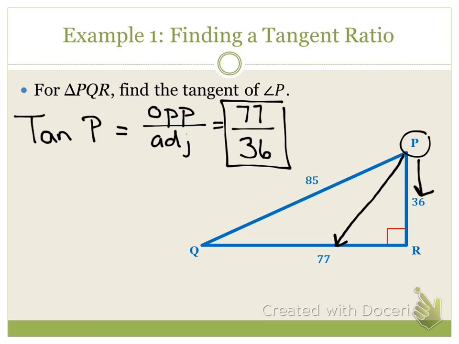And that's it. What about 85? It's either going to be opposite, adjacent, or hypotenuse. It's hypotenuse. Well, the tangent ratio doesn't call for hypotenuse, so that one doesn't matter. Tangent is opposite over adjacent, so that's why we made it 77 over 36. The angle is our starting point, and it said find the tangent of angle P, so that's how I knew to start with angle P.